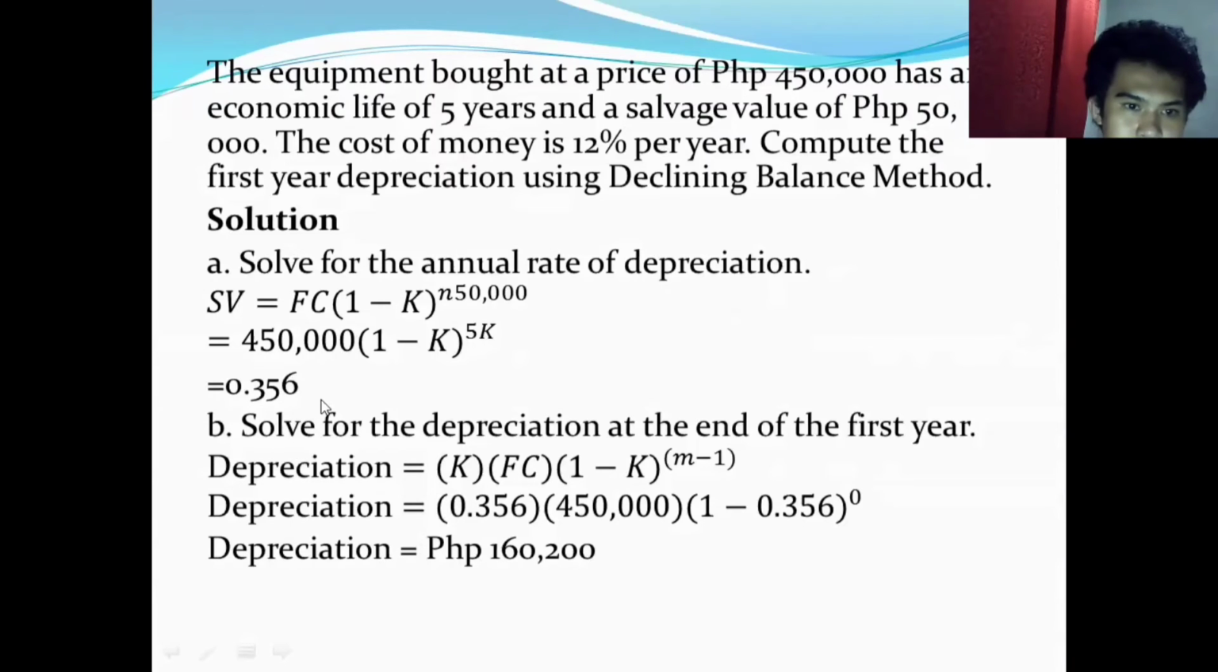So next is solve for the depreciation at the end of the year. So depreciation equals k times first cost times 1 minus k raised to n minus 1. So, that's the formula. So, substitute. So, 0.356 times first cost 450,000 times 1 minus 0.356 raised to 0. So, the answer is 160,200 pesos.